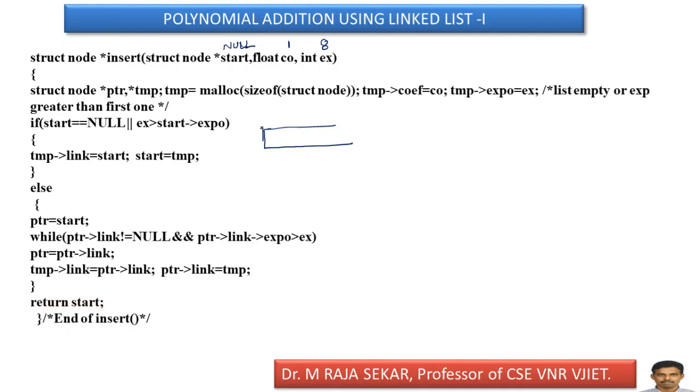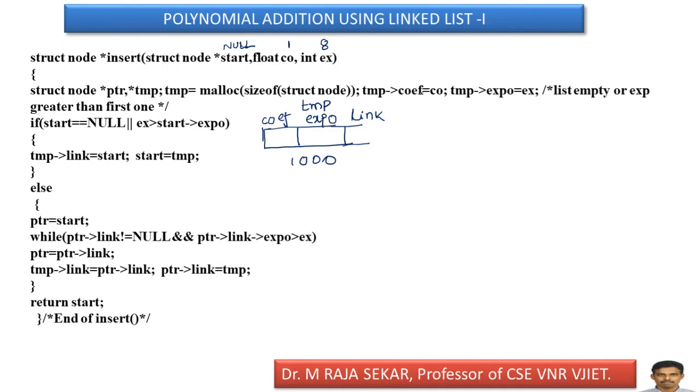COEF means coefficient. What about next? EXPO, I think it's exponent, and the third field is the link field. Let me say this node address is 1000, isn't it? Yes, because of this tmp equal to malloc sizeof struct node, internally this node is created. tmp arrow COEF, this is the tmp node. Just now we created this node, its name is tmp node.